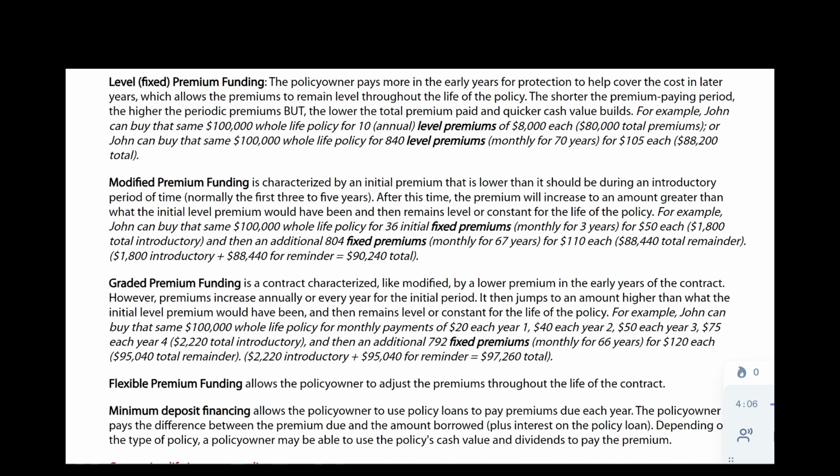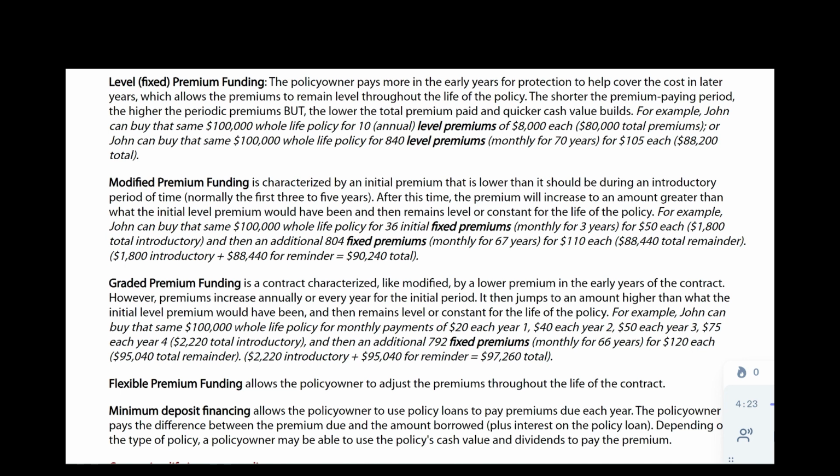$1,800 introductory, $88,440 for remainder, $90,000. Graded premium funding is a contract characterized, like modified, by a lower premium in the early years of the contract. However, premiums increase annually, or every year, for the initial period. It then jumps to an amount higher than what the initial level premium would have been, and then remains level or constant for the life of the policy.